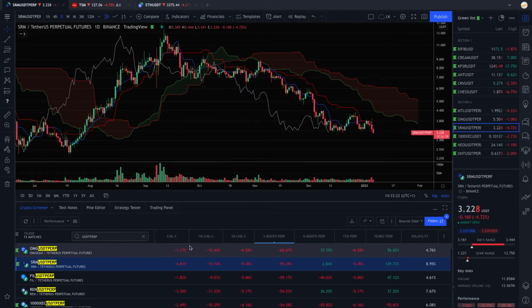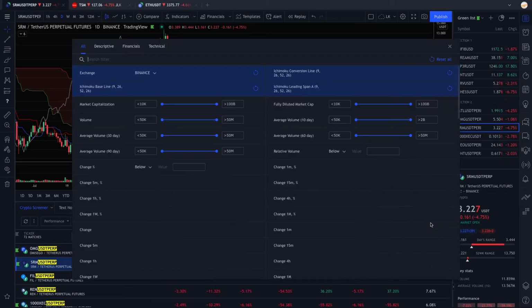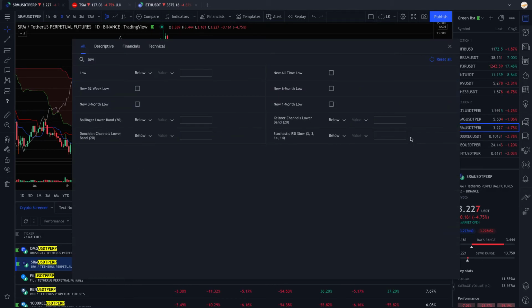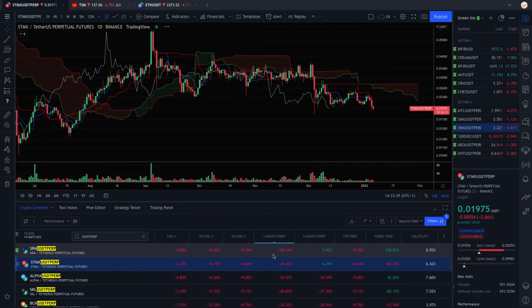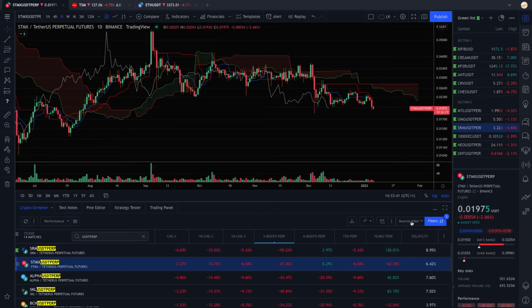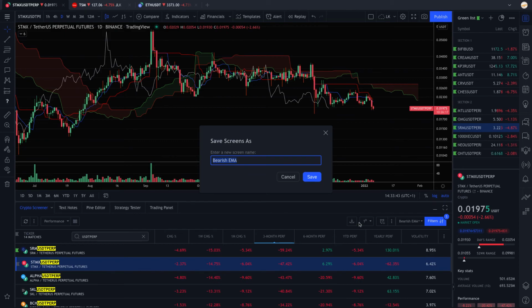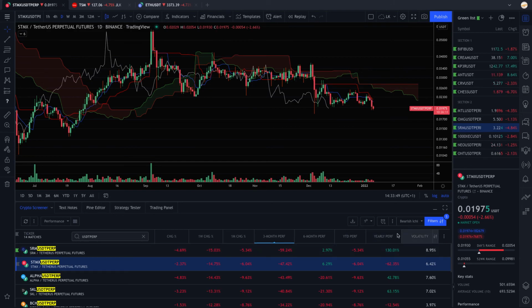You have the same kind of setups as the EMA because these screeners work the exact same way. They just use a different way to calculate, but it's basically the same. And the same as before, you can type in the low and pick 1 month lows to filter, and you get only the ones making new lows. That's it. You get this screener again, filter that, bearish Ichimoku, and there you go. You have it saved. That's it.